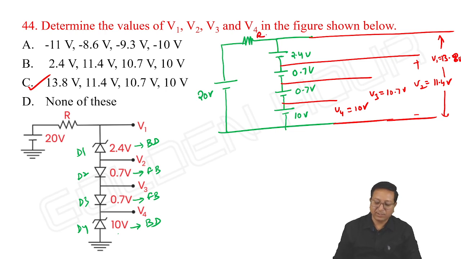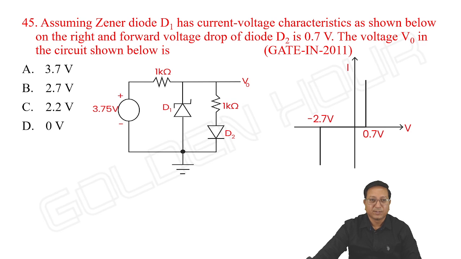Some resistor R is connected. If R is known, then you can find the current through the diodes. So very simple. Now look at this question.